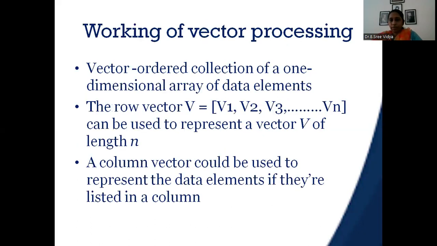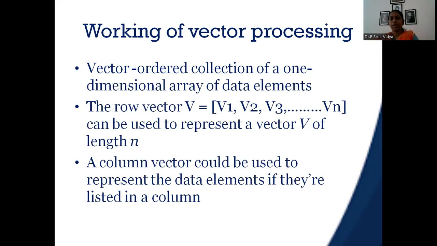Now, working of the vector processing. How does vector processing work? What do we call a vector? A vector is actually an ordered collection, a one-dimensional array. You can imagine a one-dimensional array either in a row format, like we have seen on the screen, or in a column format. V1, V2, V3, all these you can imagine to be vectors, where each V here represents a vector of length n. Suppose you have a row vector of say 100 elements, then this n will range up to 100.